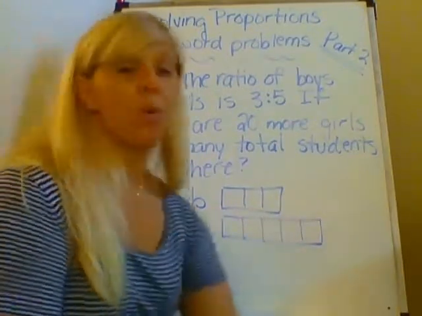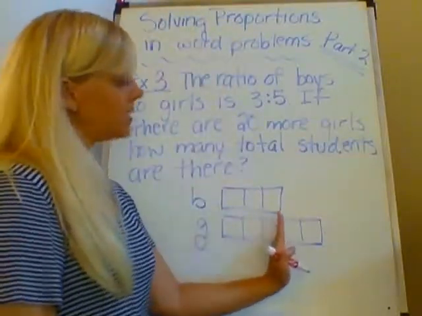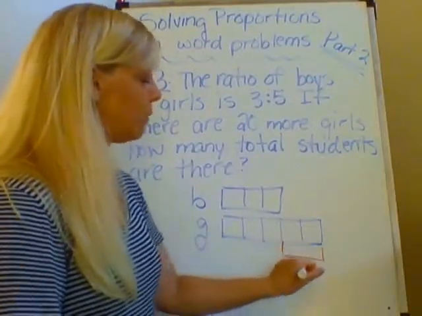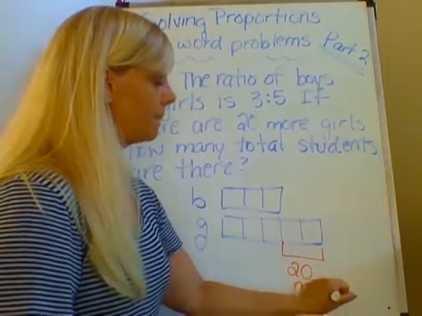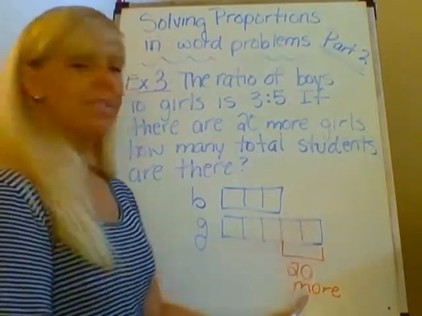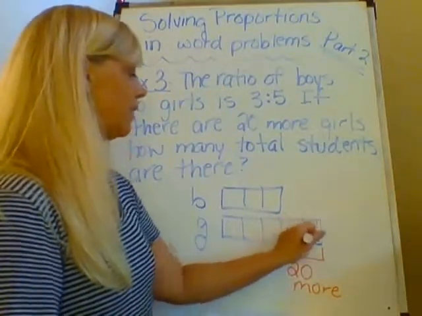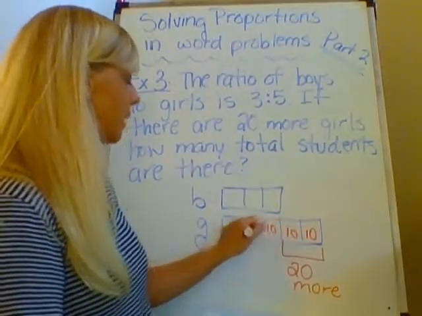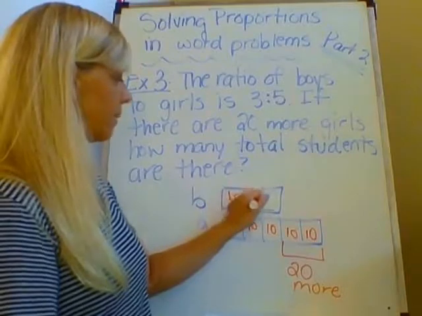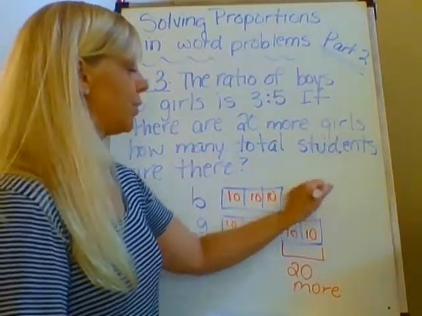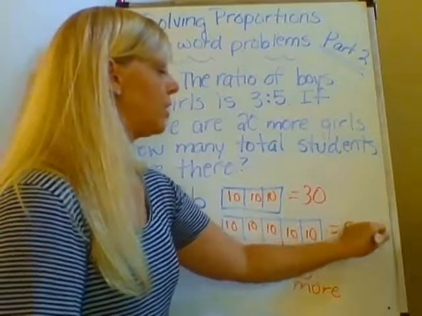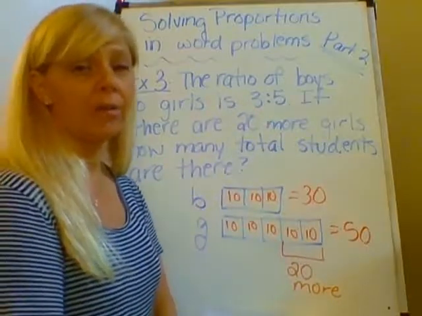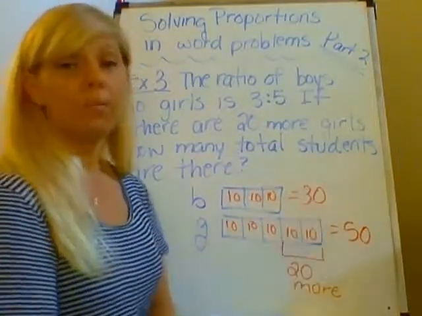All right, I know there are 20 more girls. So that means this portion right here and off to the right is going to be 20 more. So this is where my 20 more girls is going to come into play. So if I have 2 whats make 20, 2 tens make 20. So again, since all my boxes are equal length, that means every single box is going to be 10. So that means I have 30 boys and 50 girls, which 30 to 50 in simplest form is my 3 to 5 that I had in my original problem. And 50 is 20 more than 30.